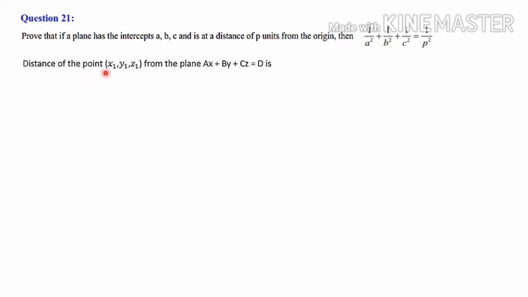So the distance of the point x1, y1, z1 from the plane Ax plus By plus Cz is equal to D is modulus of Ax1 plus By1 plus Cz1 minus D divided by root of A square plus B square plus C square. Here you should not have confusion. In the given formula sheet, this is given in small letters: small ax plus small by plus small cz plus d is equal to 0. That is the format it is given to you.